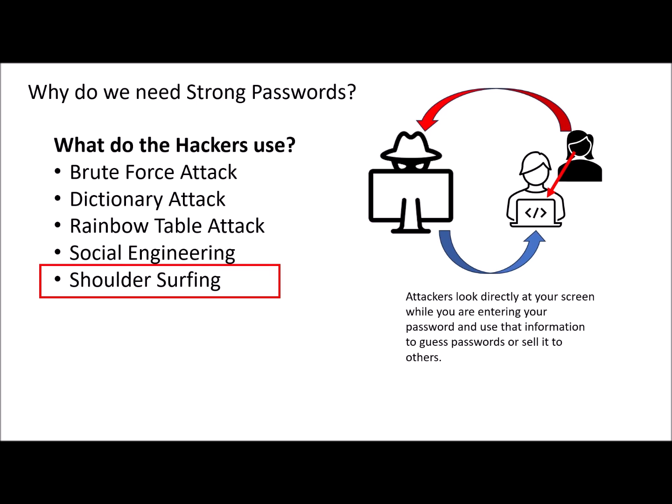Shoulder surfing is another technique used by hackers, where someone will actually look over your shoulder as you're entering in your password. Maybe you're on the train, or you're on a plane, or you're sitting in a coffee shop and somebody sees your password. They may use it, or they could sell it off to someone that is possibly buying them on the dark web.